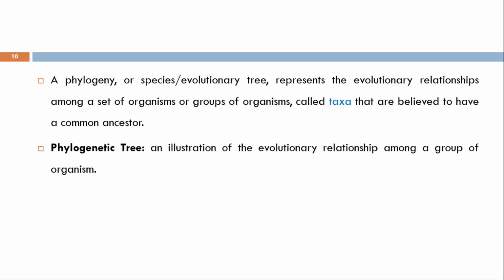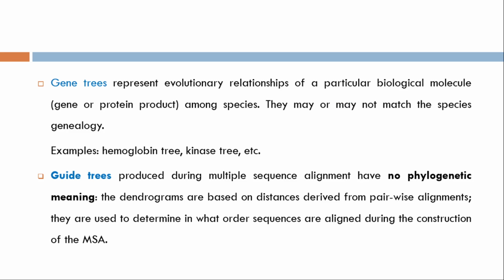So what is a phylogenetic tree all about? A phylogenetic tree is an illustration of the evolutionary relationship among a group of organisms. Very simple. There are two terms: the gene tree and the species tree. So what is a gene tree? A gene tree represents the evolutionary relationship of a particular biological molecule, like a gene or protein product, among species. Suppose you have one gene, named TP53, and you want to study the evolutionary relationship among the TP53 of different organisms. So what will you do?